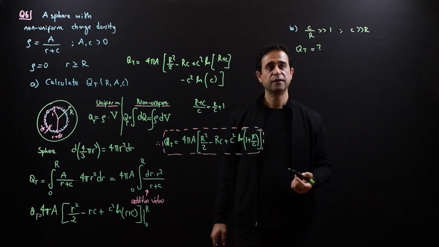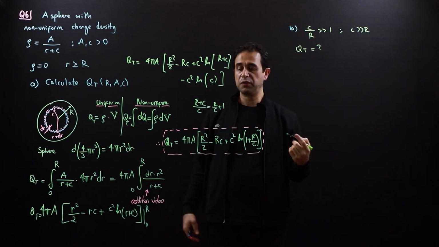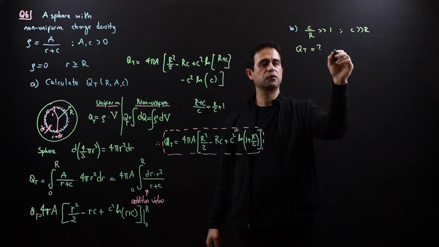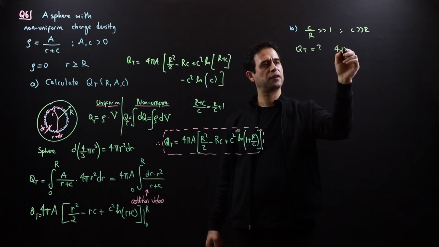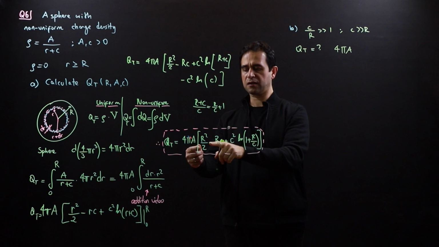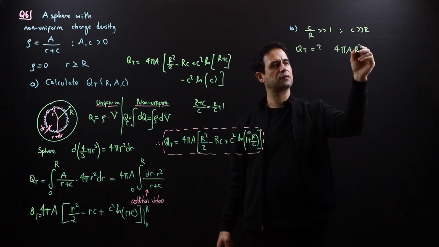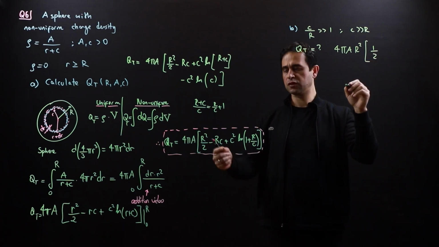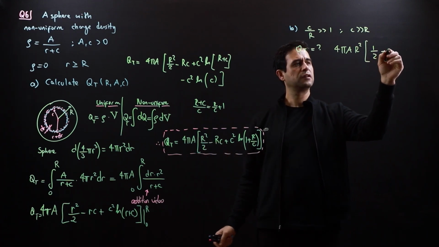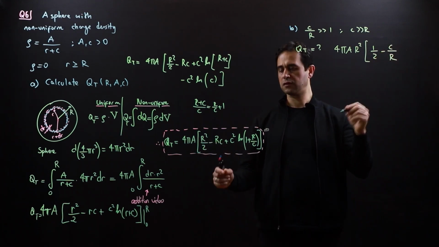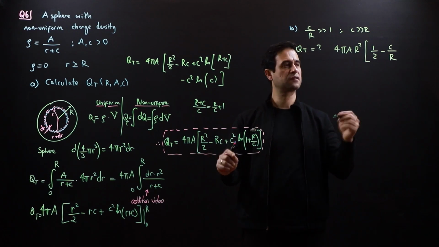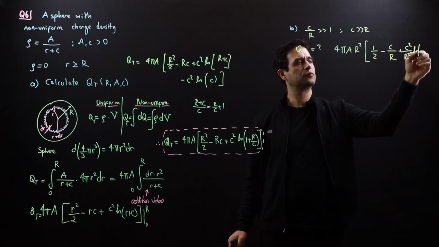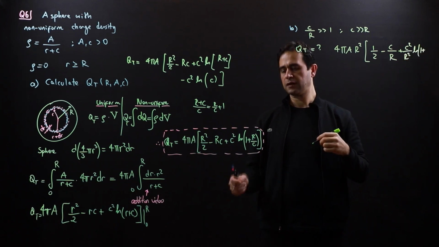Okay, so we can of course write the same thing. Let me write it if you like. That's going to be 4 pi a, and I can take R squared out of the parentheses here. That's going to be 1 over 2 coming from here, and from here that's going to be c over R. And this term is going to give me c squared over R squared with a logarithm term of 1 plus R over c.